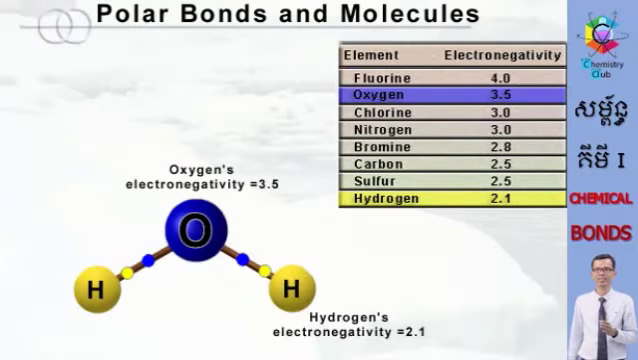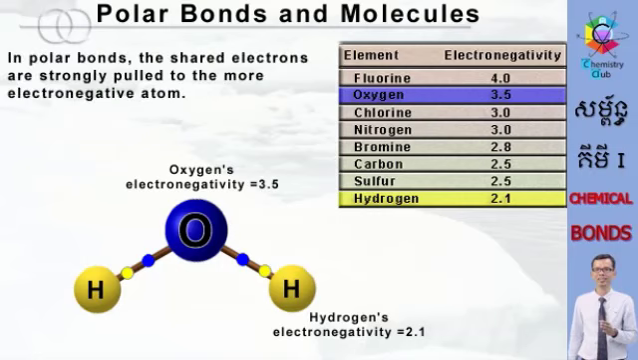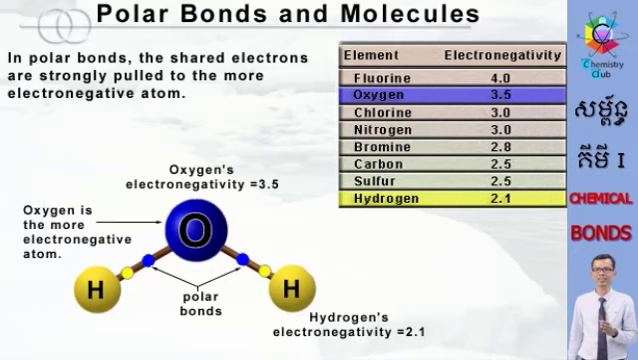When a large difference occurs between the electronegativities of 2 atoms forming a covalent bond, the bond is said to be polar. In polar bonds, the shared electron pair is strongly pulled to the more electronegative atom. For instance, polar bonds occur between the oxygen atom and the hydrogen atoms in a water molecule. The oxygen atom is more electronegative than the hydrogen atoms, as the values in the chart indicate. Therefore, the oxygen atom tends to pull the electrons in each bond slightly towards itself.